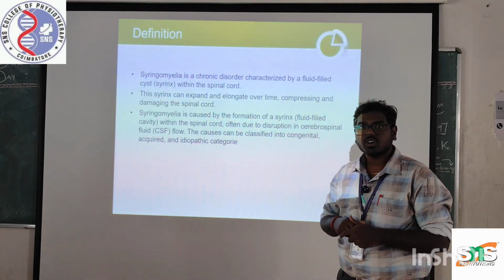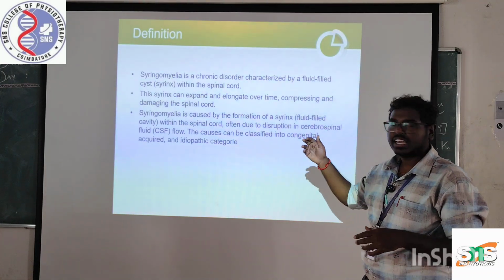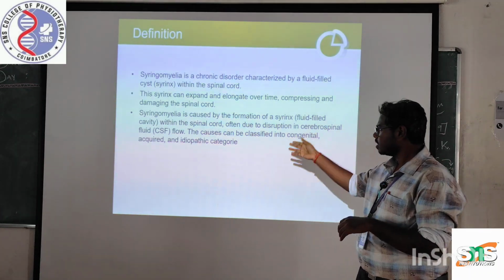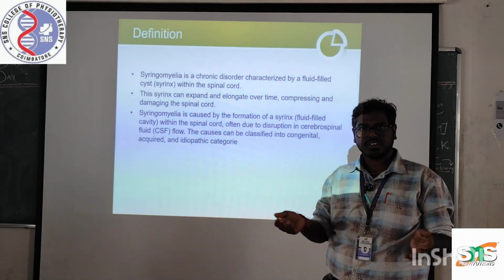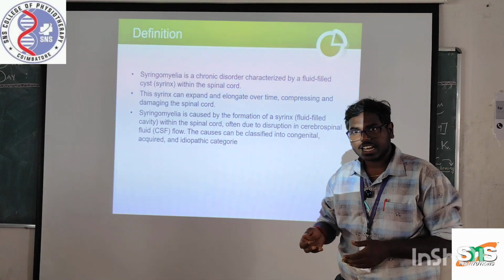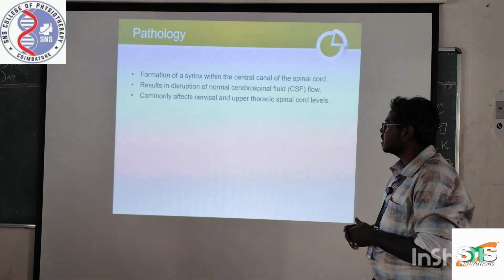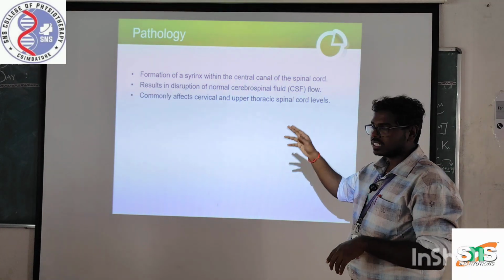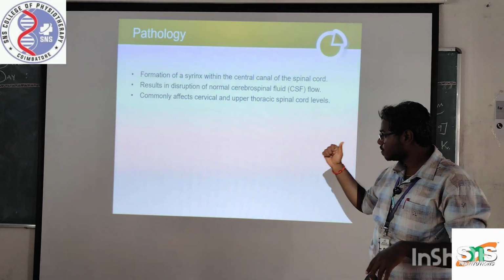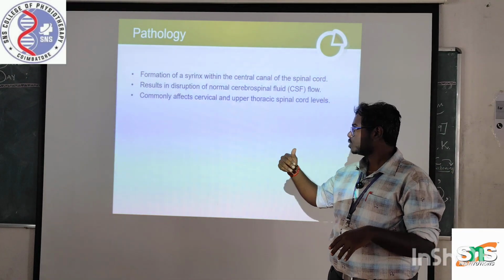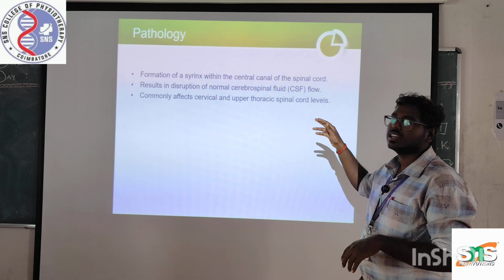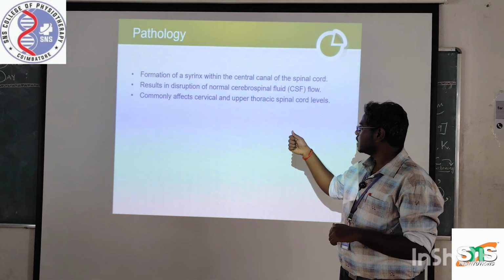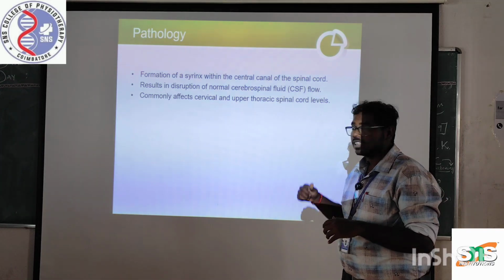Syringomyelia is caused by the formation of a syrinx in the spinal cord, often due to disruption in the cerebrospinal fluid. The causes can be classified into three different categories. First is congenital, second is acquired, and third is idiopathic. Pathology: according to the pathology of syringomyelia, first the syrinx forms at the central canal of the spinal cord, and then it leads to disruption of the normal flow of cerebrospinal fluid. And third, it finally affects the cervical and upper thoracic spinal cord levels.